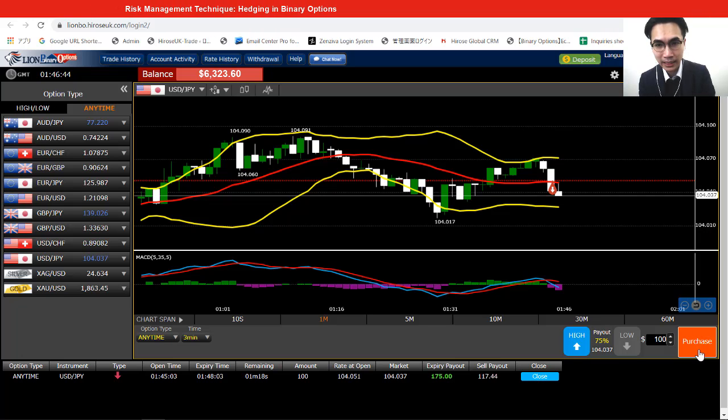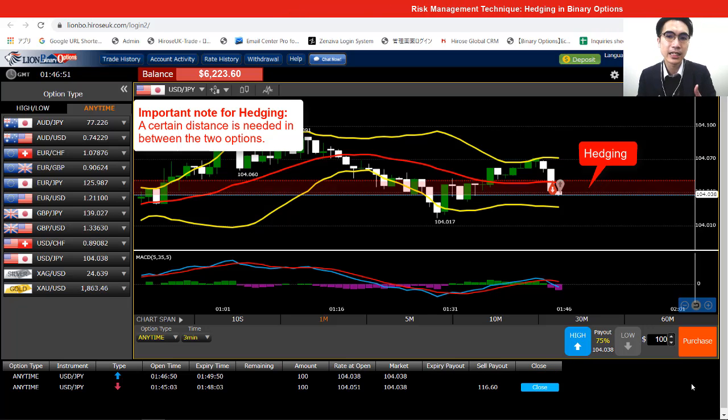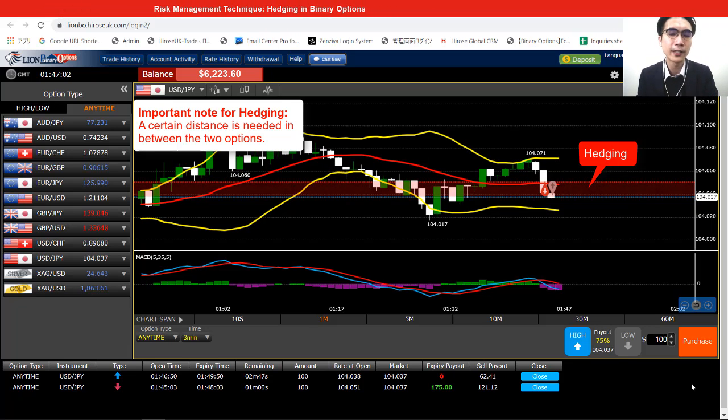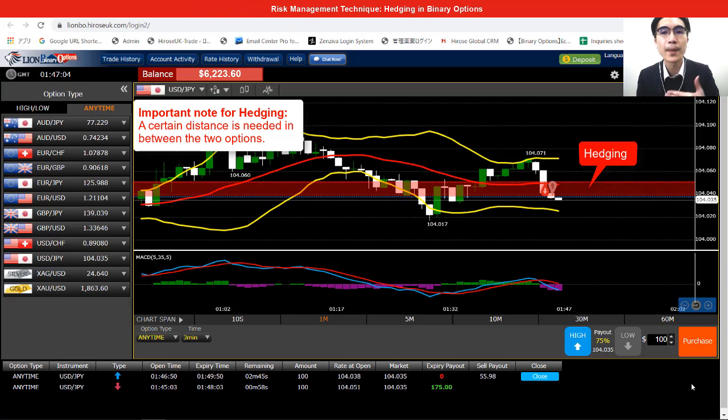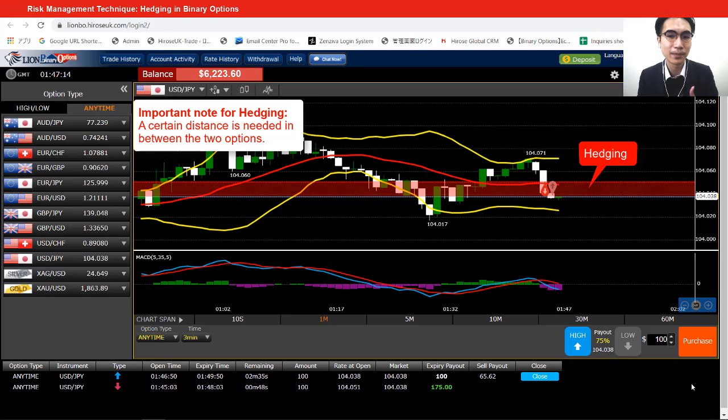I will place another option here. Just wait for a little bit more, because I actually need a certain distance here. So you see I placed a high here, because just now I think the trade might go above my entry point, and I might lose that first option. So in order to minimize a loss, I place another trade that is against my first option, which is a low option.